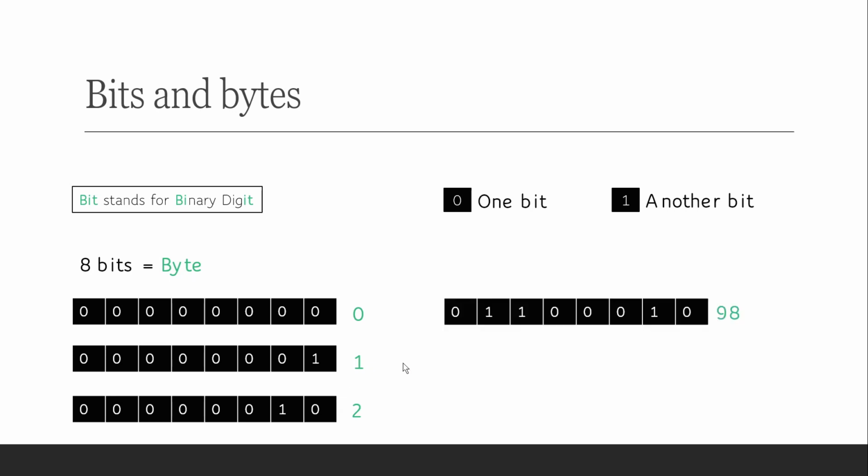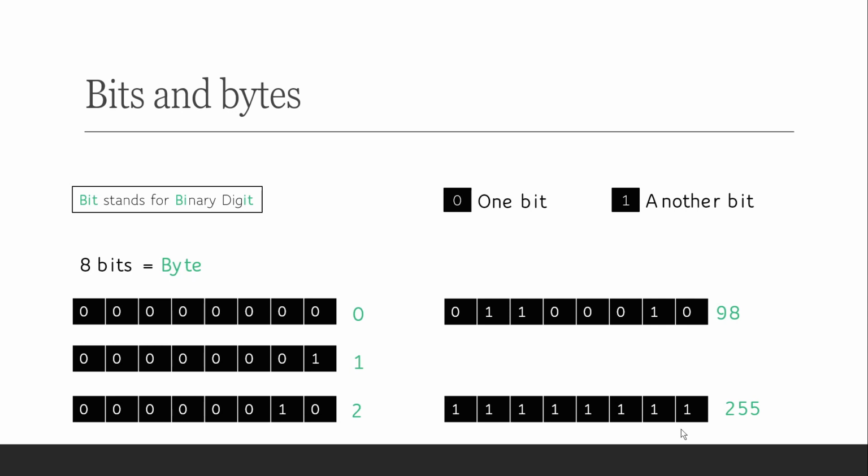So for example, if we take the number 98, 98 could be represented in this way. And we do this again and again until we end up at the state where we have all the bits containing ones. And this is the number 255. So basically, if we have 8 bits or 1 byte, we can represent numbers from 0 to 255.